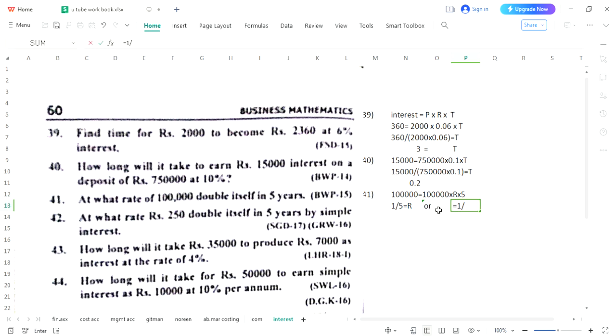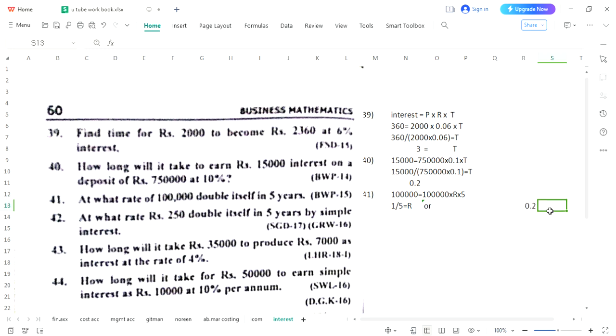1 divided by 5. We need to calculate in different way. 1 divided by 5 should be 0.2, 0.2. Let's take another chance. 1 divided by 5. One more time. Let's take the chance. 1 divided by 5. Yes, we have got 0.2.